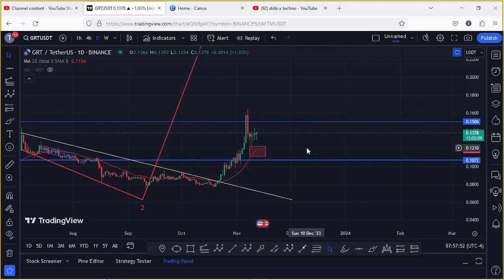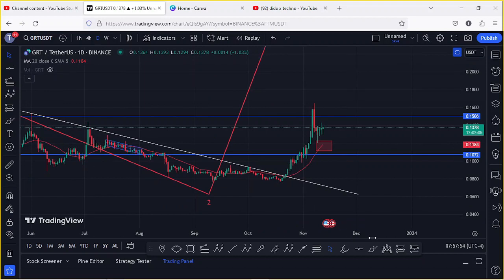At the time of this recording, GRT continues to hold above the 20-day MA on the daily chart, which is now acting as support for us to continue gearing up. We are also holding above support at the $0.172 mark, which is also acting as support for us to continue gearing up.